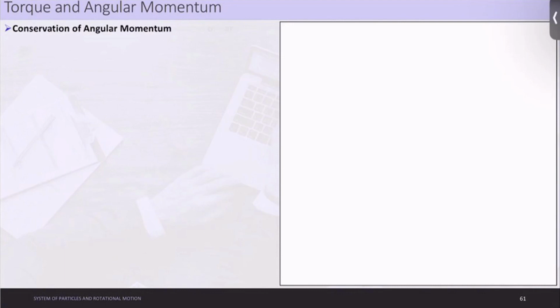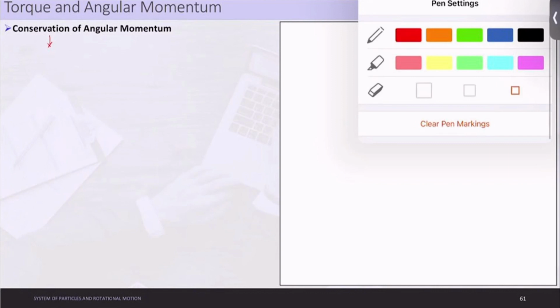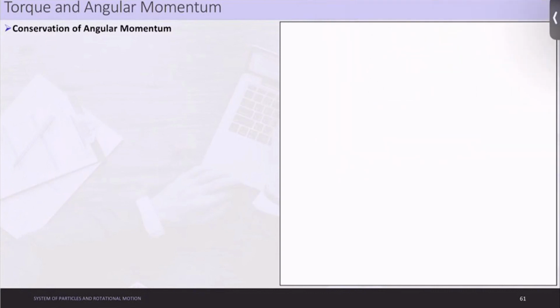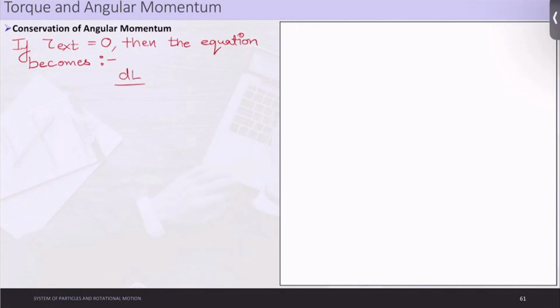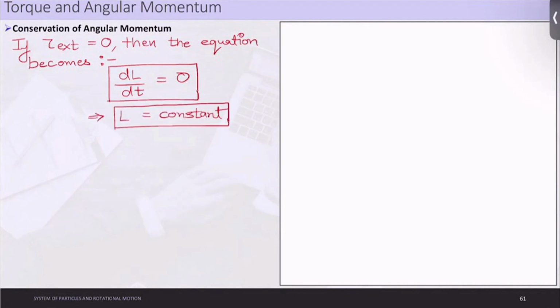Okay, so what will happen here? The same analogy will be put forward here. Let me just write this and then let us close the discussion. If tau external is equal to 0, then the equation becomes dL by dt is equal to 0. So what does this line mean? This line means that L is constant. L is a constant.